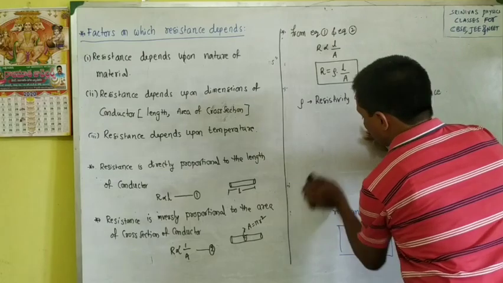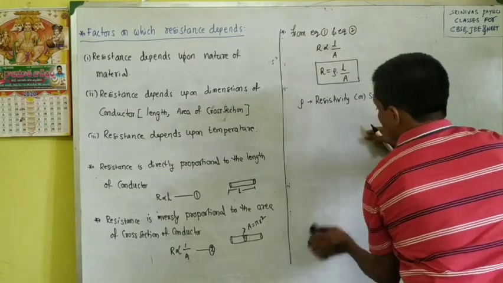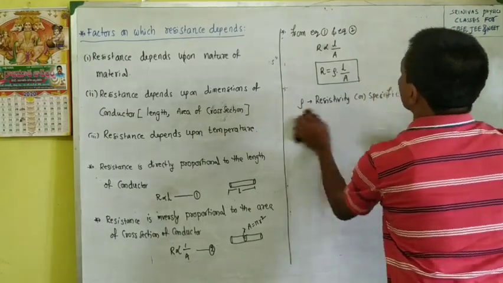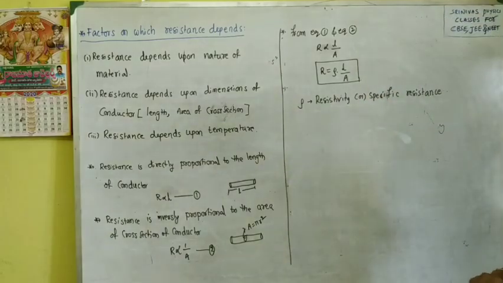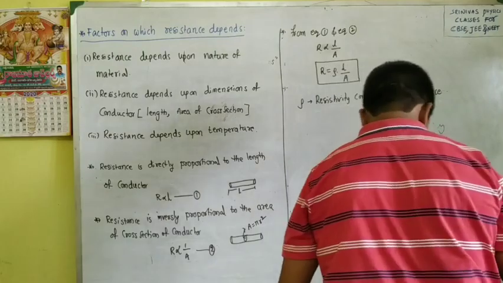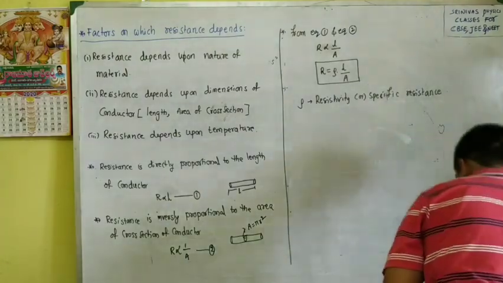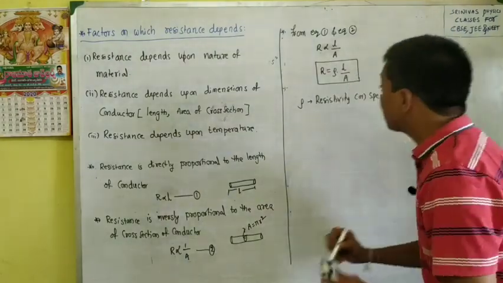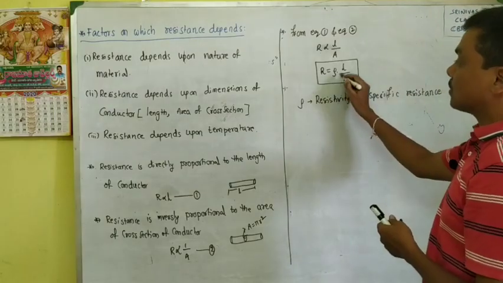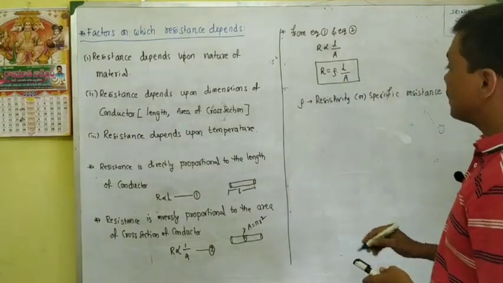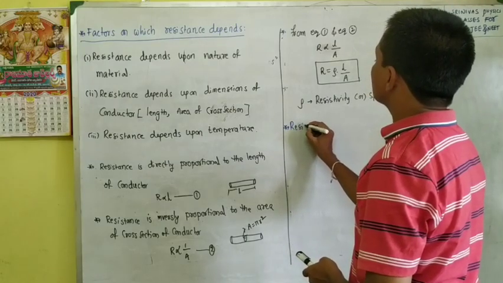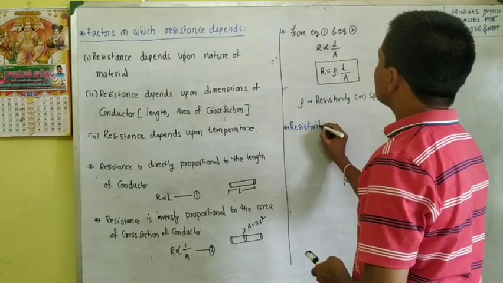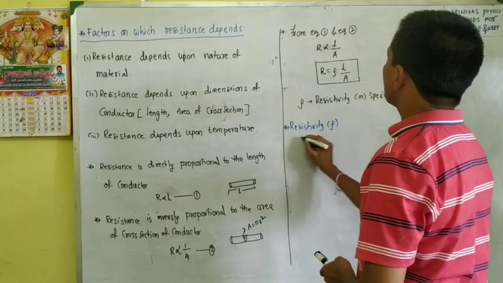This is the formula for resistance, R equal to rho into L by A. Now let us discuss what is resistivity. In this we are getting one term, that is resistivity. What is resistivity and what is its unit? Resistivity is rho.